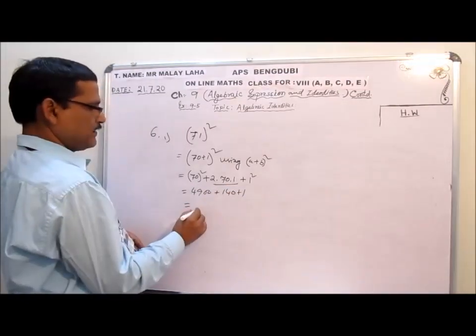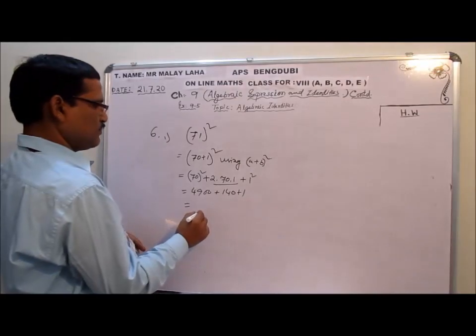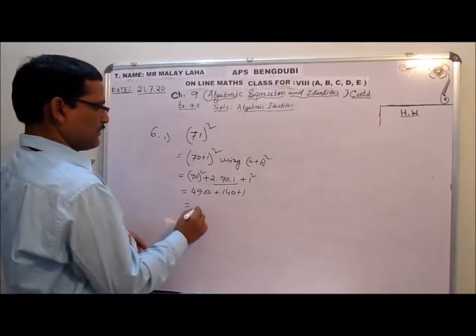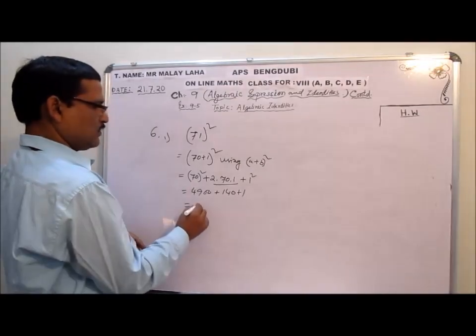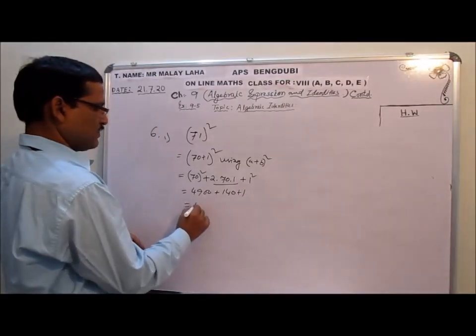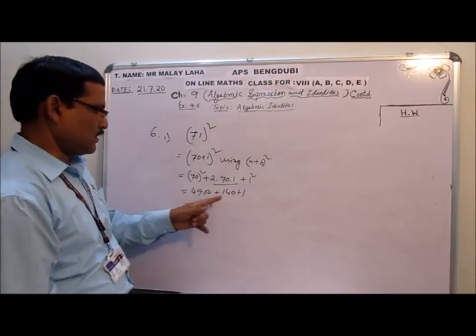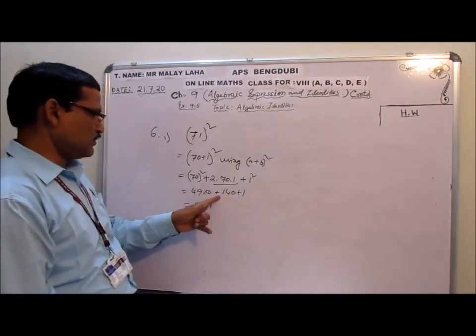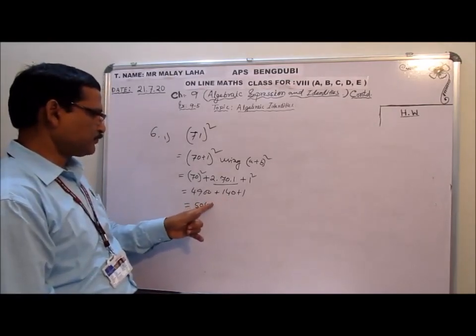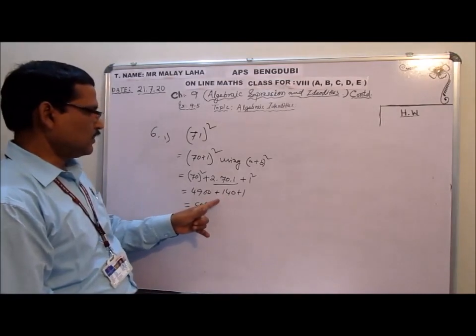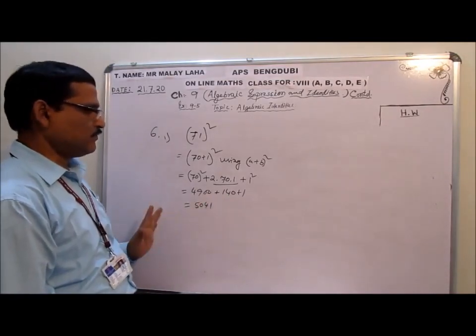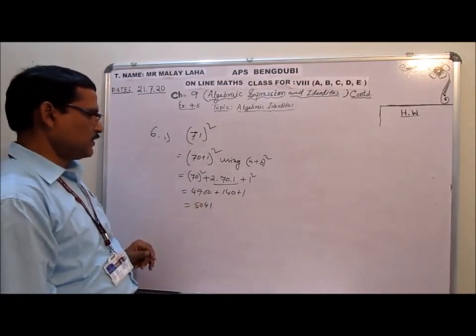If I add, how much will it be? 4900 plus 140 is 5040, plus 1 is 5041. So 71 whole square is 5041. Clear?